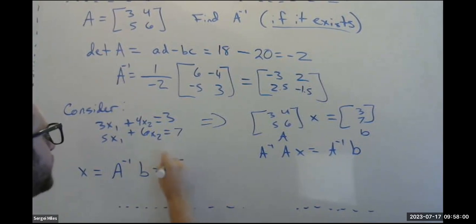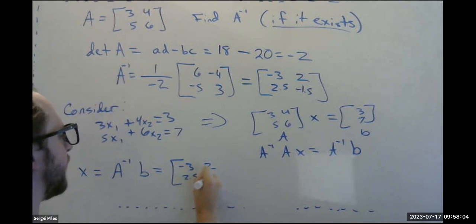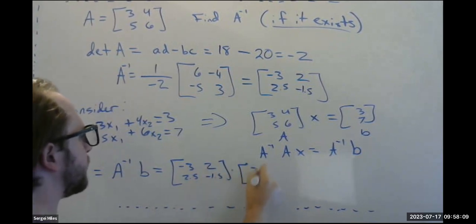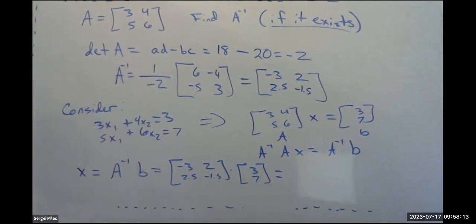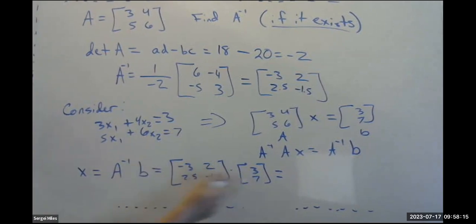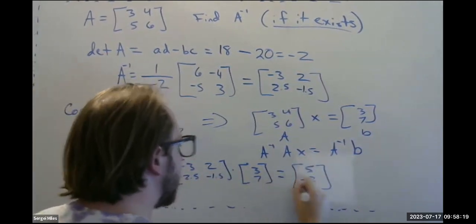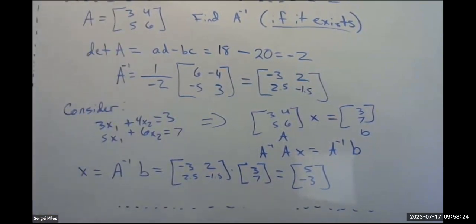Well, what's A inverse? We just found it above. Negative 3, 2, 2.5, negative 1.5 times B, which is 3, 7. And now, lo and behold, I can find x. What is x? Well, if you do your dot product here, you're going to get 5, negative 3. And I didn't have to do any row reduction to solve this problem. I found the inverse matrix, multiplied by A inverse, and then I can get my vector x.